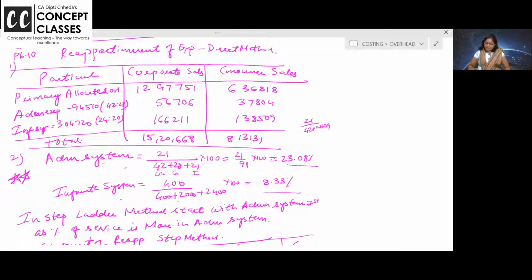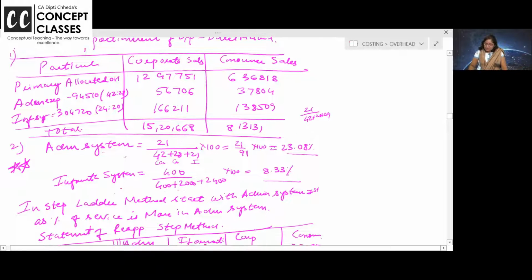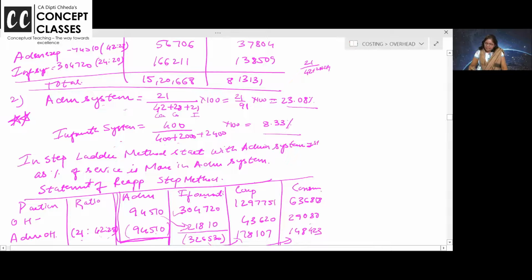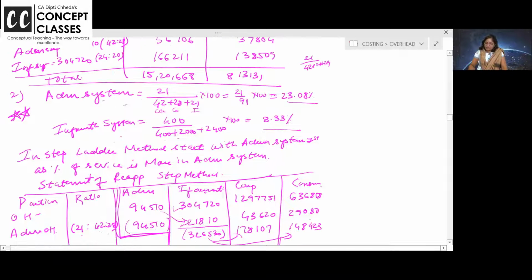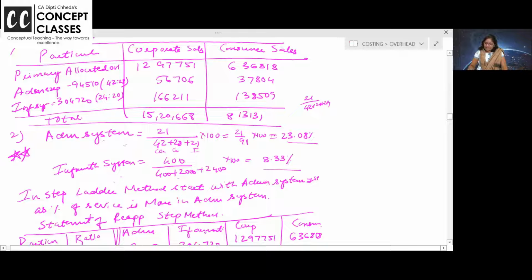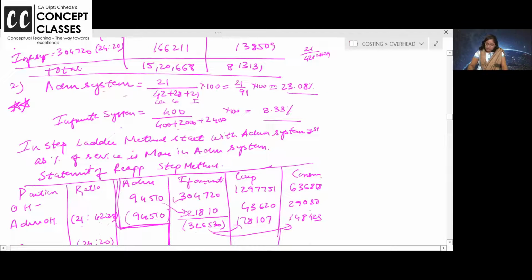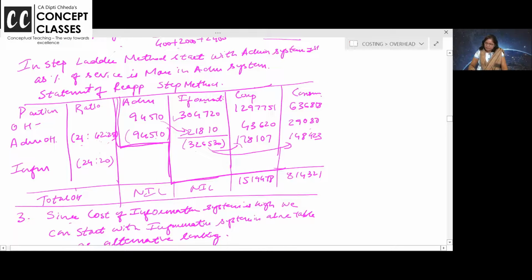ये देखो simultaneous equation. Corporate sales, the total is 15,20,000 overhead, and consumer sales it is 8,13,000, and then you get the percentage. So, in what percentage you will take?